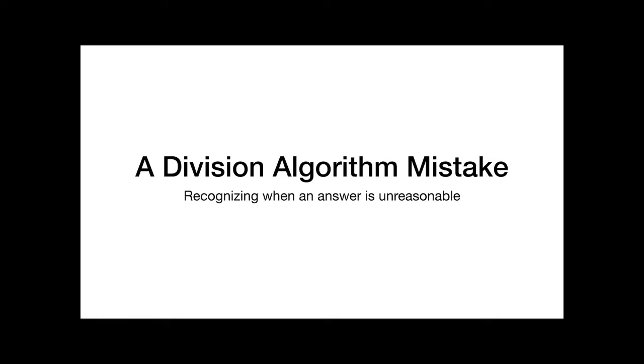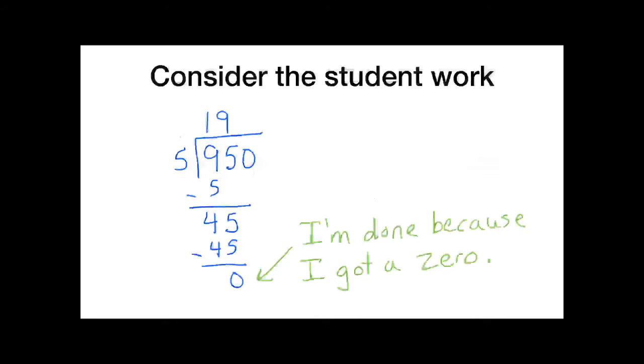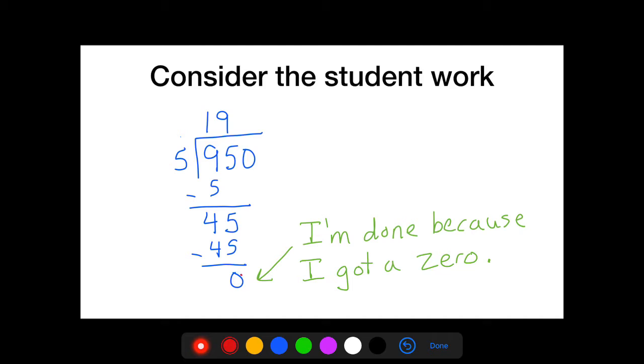It's really easy to make mistakes in mathematics. One important skill for a teacher to develop is to be able to help their students recognize when an answer doesn't make sense. Let's look at an example here. This student started a long division problem and did a beautiful job, but then stopped too soon. They got to a zero, thought that they were done, and finished the problem.